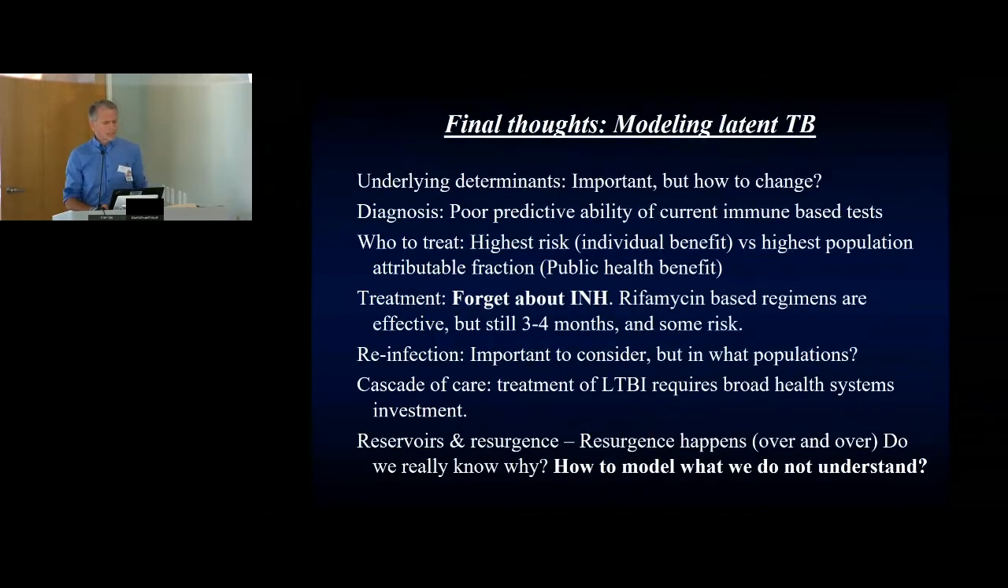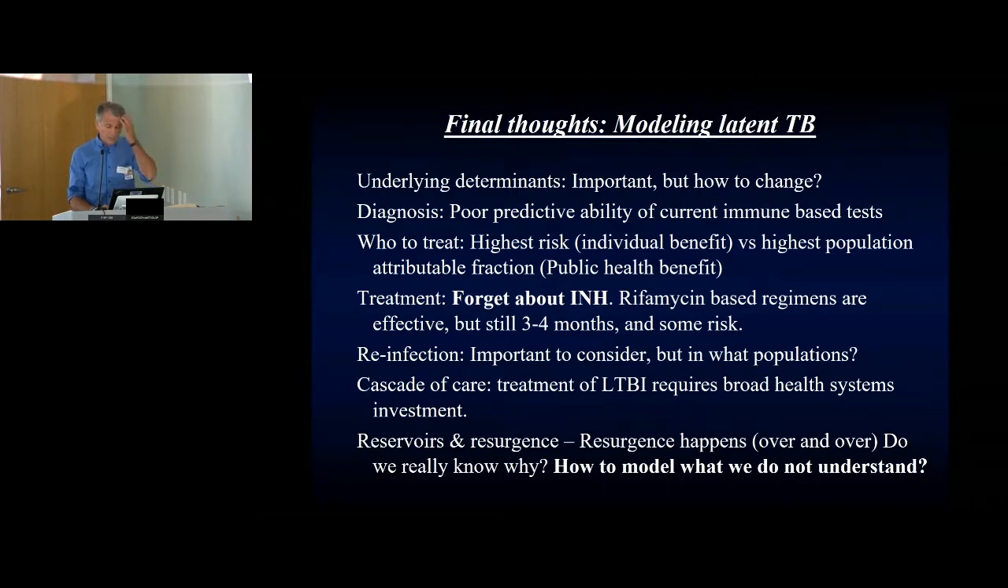Underlying determinants are important, but what's unclear is how to actually have an important and lasting impact on them. Diagnosis: we have poor predictive ability, which has to be accounted for. Who to treat: the highest risk and the highest population attributable fraction are usually not the same groups. Treatment: again, forget about INH. Rifamycin-based regimens are effective, but still lengthy, and there's some risk.